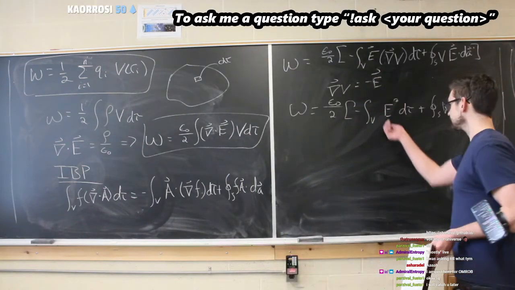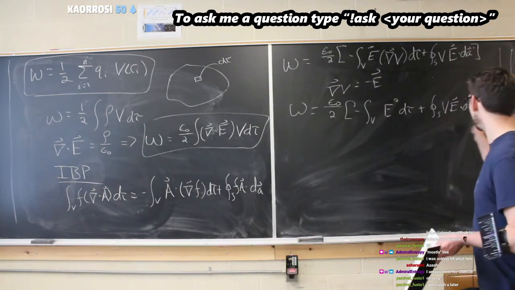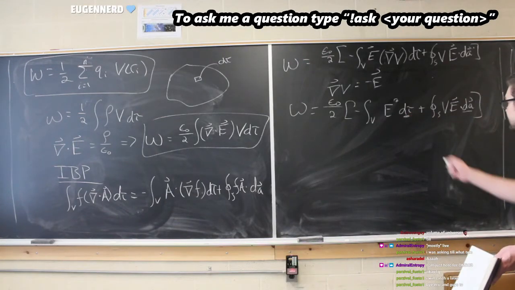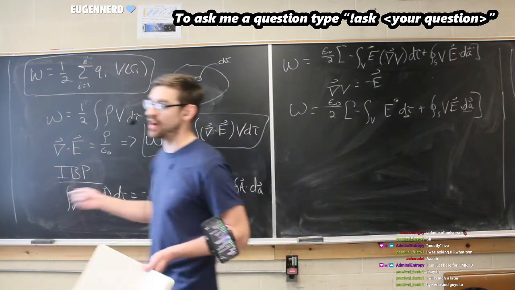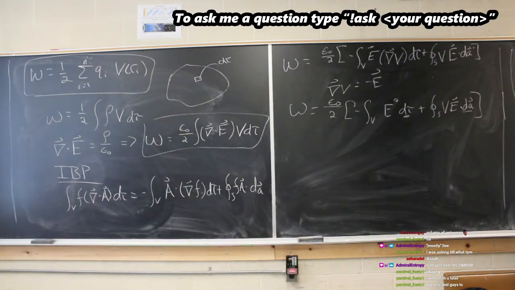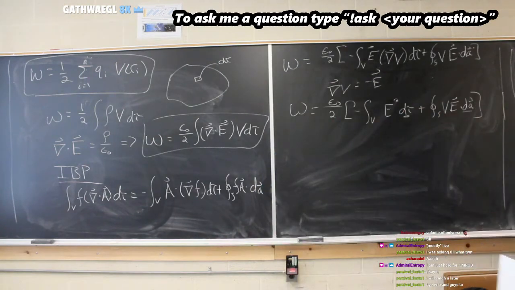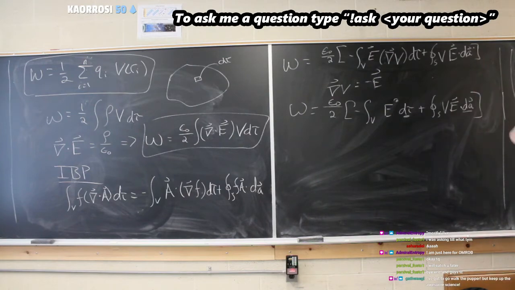This dt lives in the d tau versus the dA. The d tau is not going to have a dr in a spherical situation. This integral does not depend on the radius. The radius is a constant.